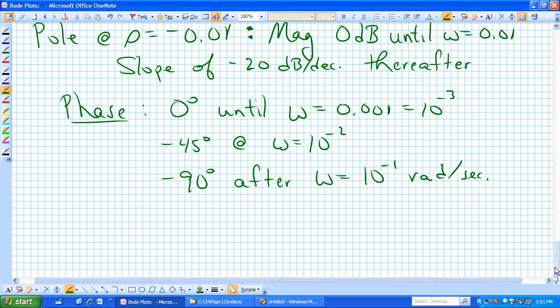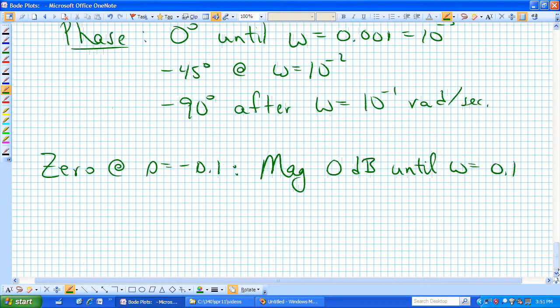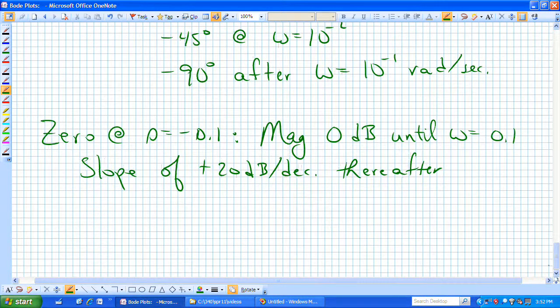Moving then to the next higher frequency, we have a zero at s equals minus 0.1. In this case, our magnitude, again because it's in time constant form, is 0 dB until we reach our break. Our break frequency is at 0.1. Because it's a zero, it's going to be a numerator factor, which is upstairs, so our slope is now plus 20 dB per decade after it breaks, and we've just identified where it breaks, which is 0.1 radians per second. We'll be sloping at plus 20 dB per decade thereafter.